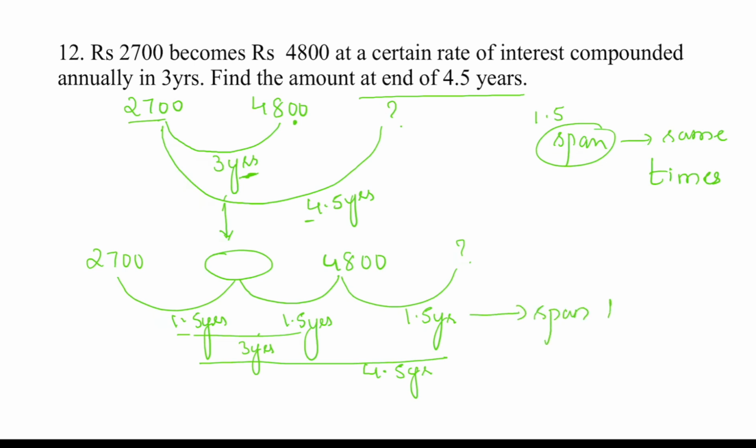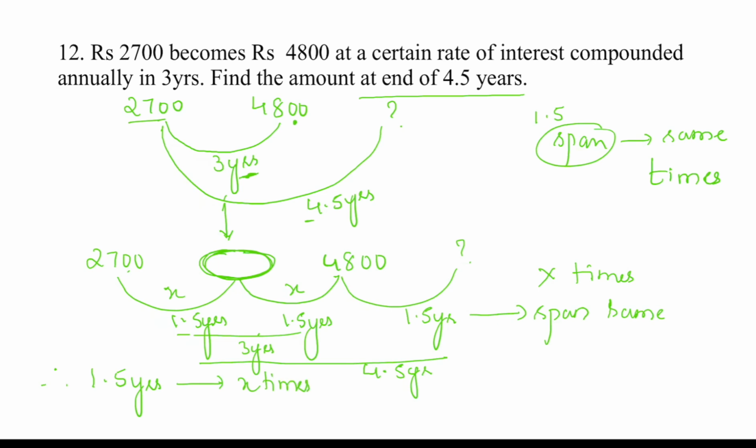Now when the span is the same, we can find out the times. Okay, we can find out the times. So now, from 2700 to go to this amount, it is multiplying by some time, we don't know, we will consider x. And again to go from this to 4800, again it is multiplying by x times, so we don't know how much it is, we'll take it as x. Therefore it means that in 1.5 years it is getting multiplied by x times.